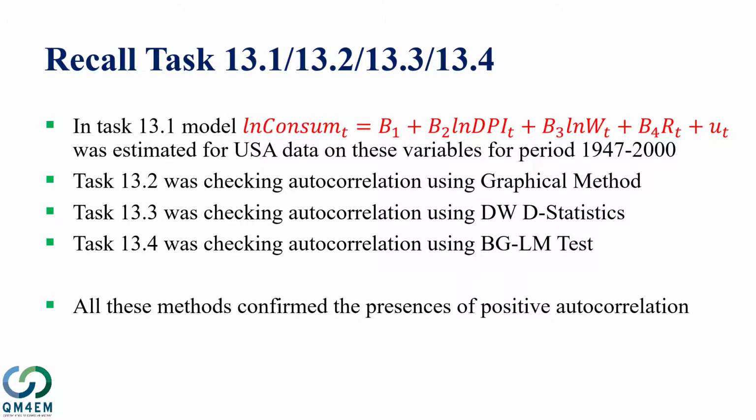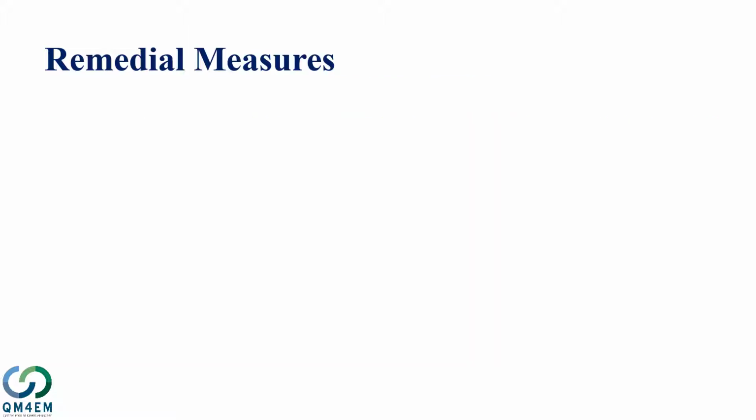Just to give you a refresher, while discussing the theory, we did 4 tasks in which we estimated a consumption model, with consumption being a function of disposable personal income, wealth, and the interest rate, and we used the US data from 1947 to 2000 to estimate this model. We also used the graphical method, the Durbin-Watson d statistic, and the BG-LM test to identify the autocorrelation problem in this model. For these we did the tasks which we named 13.1, 13.2, 13.3 and 13.4 respectively. All these tests confirm that we have positive autocorrelation in our model.